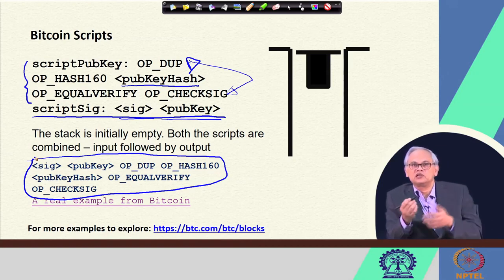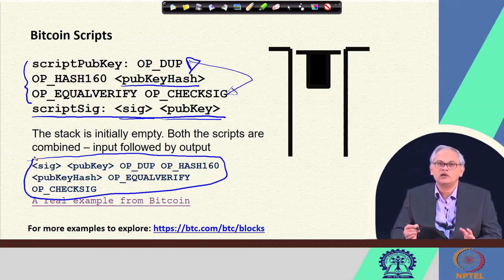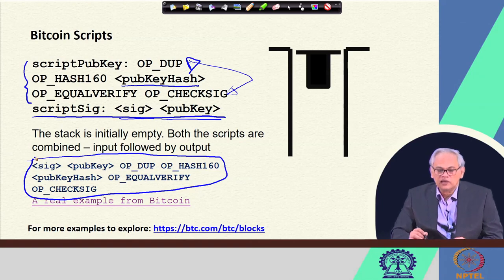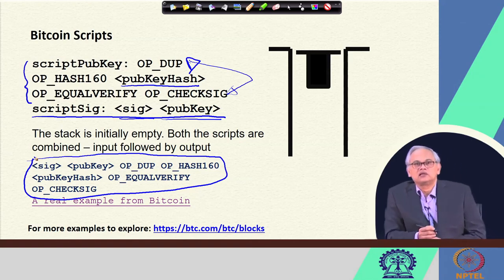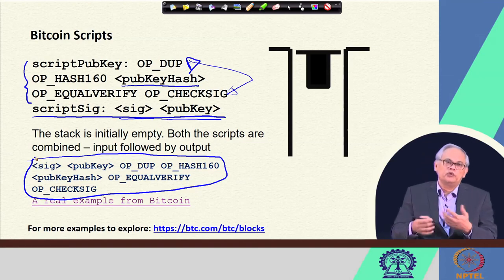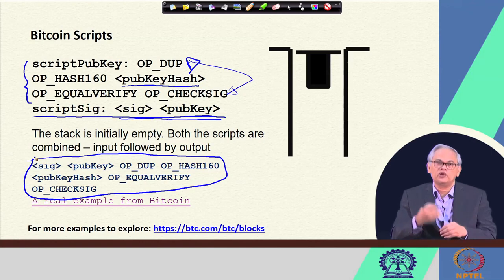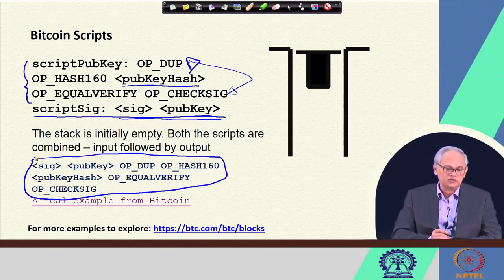So, the stack is initially empty and both the scripts are combined, input followed by output. If you remember, we said that script pub key is the input part and the script sig is the output part. So, input followed by output, and then we will see that as these are inserted in the stack and the operations are done, initially we will be pushing something to the stack and then popping from it. So, we will see how the processing is done.